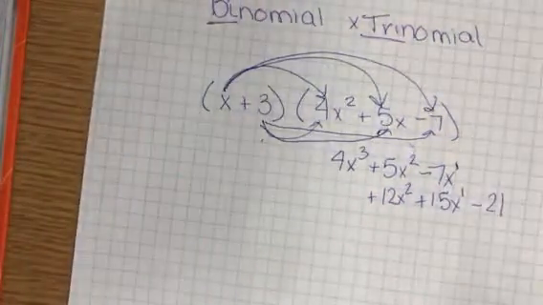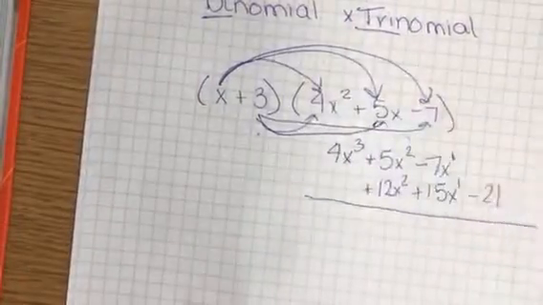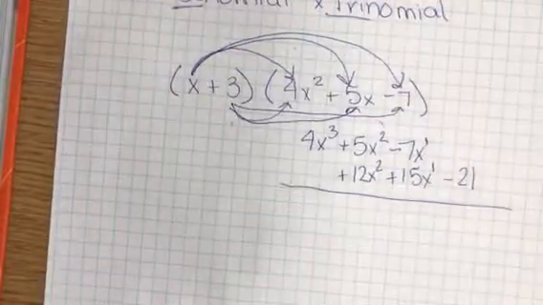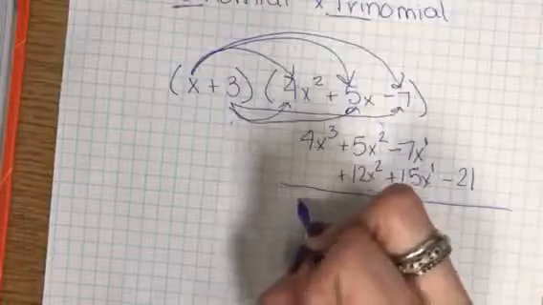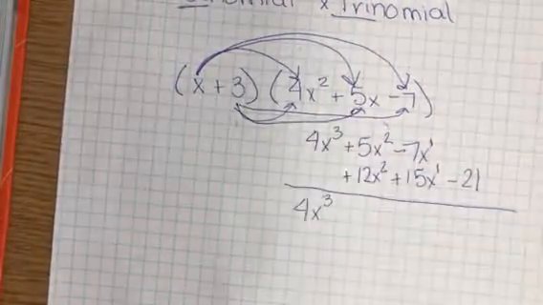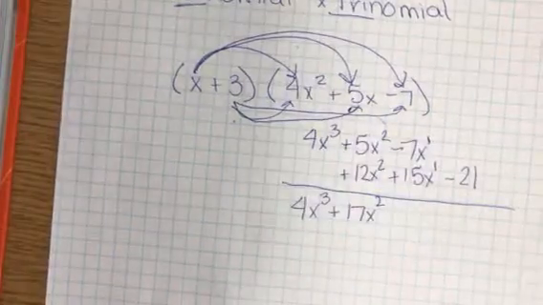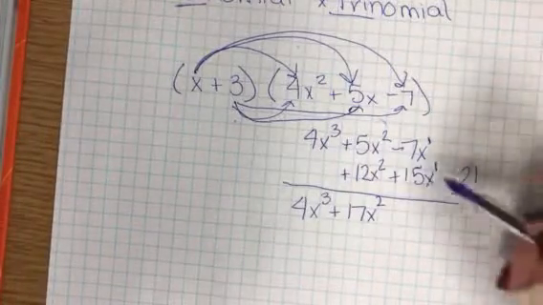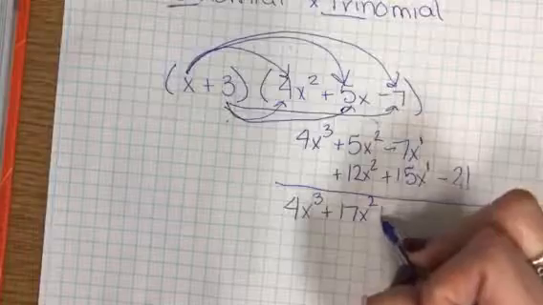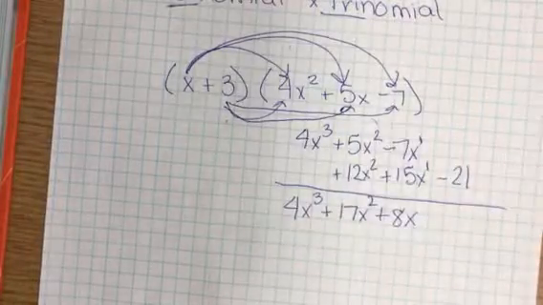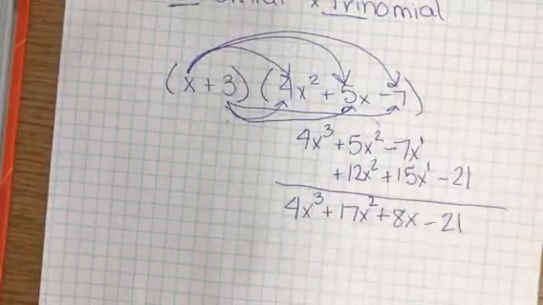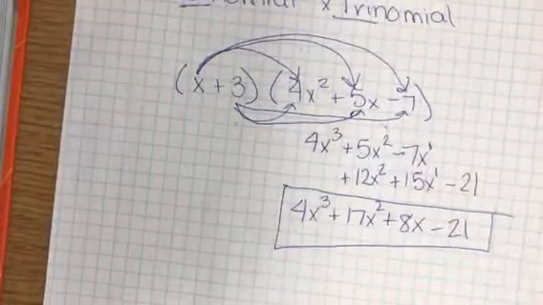Once I've distributed both of those, my like terms, if I wrote it in this format, are already matched up. And so we can just add straight down. So we'll have 4x to the third plus 17x squared. Make sure you catch this negative up here, so plus 8x minus 21.